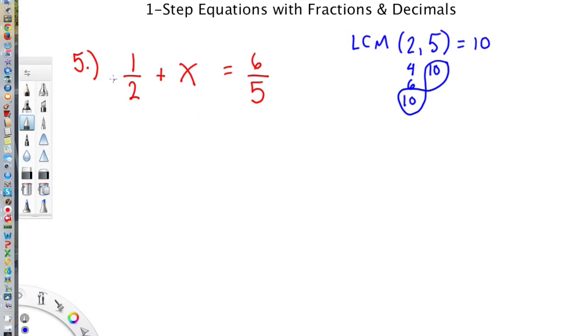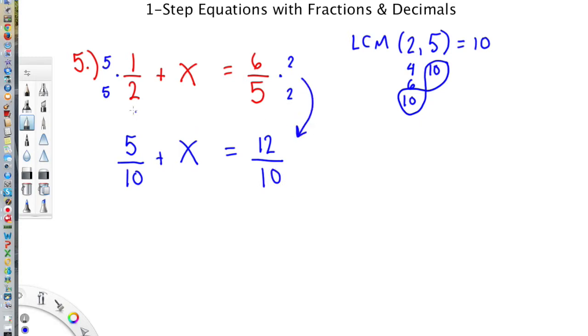And an equivalent fraction for 1/2, well, what do I have to do to get this 2 to kick it up to a 10? Multiply by 5, and whatever I do to the top, I must do to the bottom. Over here, what do I have to do to the 5 to kick it up to a 10? Multiply by 2, and whatever I do to the numerator, I must do to the denominator. So we're going to end up with 5/10 over here plus x is equal to 12/10 over here. All we did was find equivalent fractions for 1/2 and 6/5 with a common denominator. Now we can get to work.